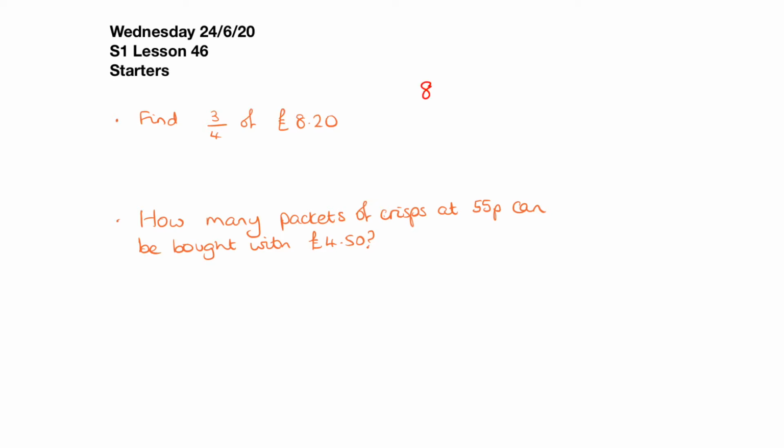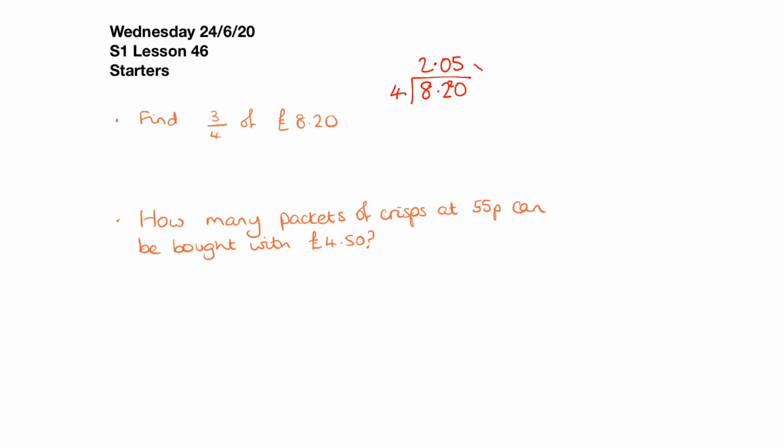So we need to do £8.20 divided by 4. So 4 into 8 goes twice. Keep your points in line. 4 into 2 doesn't go. Carry the 2. 4 into 20 goes 5 times. So we've got £2.05 is 1/4 of £8.20.